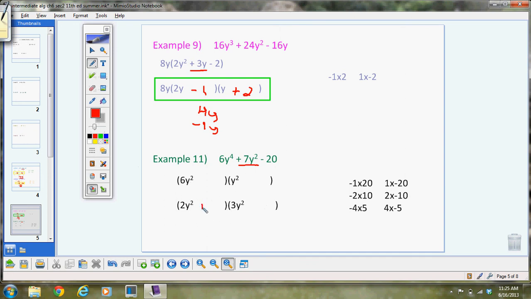Let's put a positive 5 here and a negative 4 over here and see what we get. That gives us a negative 8y squared on the outside. The inside gives us a positive 15, and a negative 8 and a positive 15 adds to a positive 7. So that is the one that's going to work. If it didn't work, you keep trying. Try them in both sets of parentheses and try all of the numbers until you get the one that adds up to the positive 7.